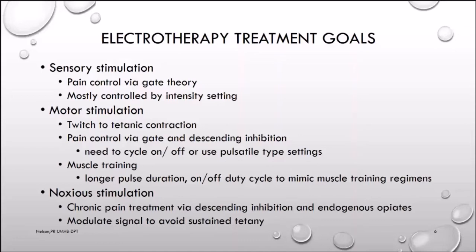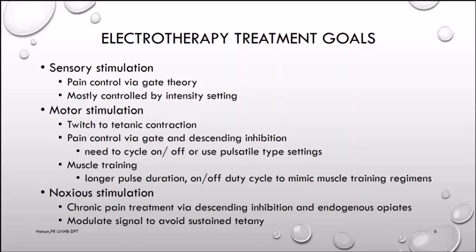For muscle training, we use a longer pulse duration. We have an on-off duty cycle that mimics our muscle training regimen. So 1:3 or 1:5 ratio is what you're going to see. Most often it's 1:5 if you're really doing muscle strengthening or power training.